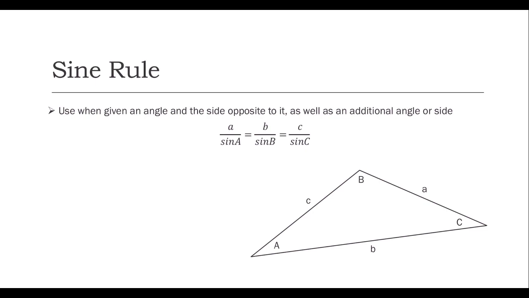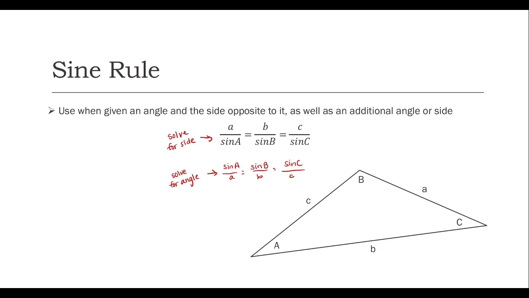Our sine rule is a rule that you'll use when you're given an angle and the side opposite to it, as well as an additional angle or side. So a over sine A equals b over sine B equals c over sine C. You could also write that as sine of A over a equals sine B over b equals sine C over c. If I'm solving for a side, I'll use the formula the first way, and if I'm solving for an angle, I'll use the second formula. It just makes the math easier.